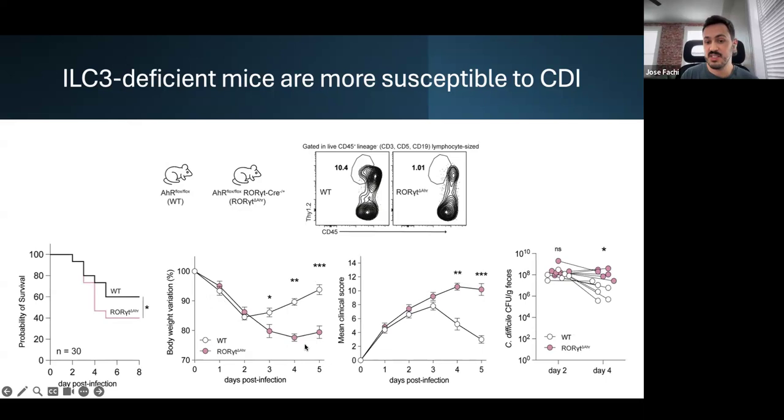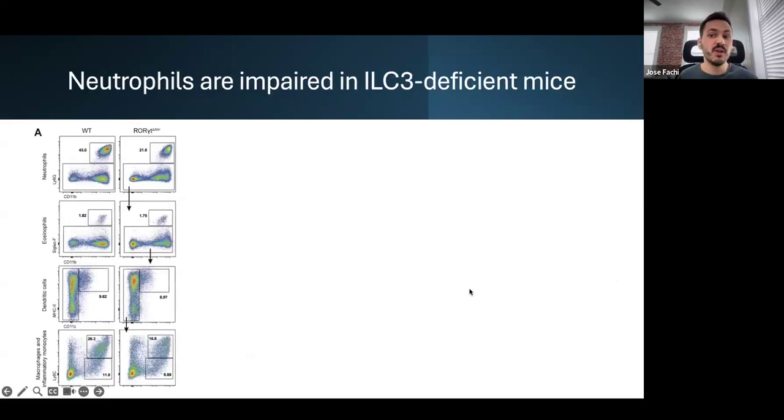You see here, mice are still sick at day 5. And they also have more bacterial burden in the tissue, suggesting that they are not able to clean the tissue through healing from the infection and recover. But we still don't know about the early phase. So what we did next was to investigate what happens in the infiltration of inflammatory cells in the lamina propria.